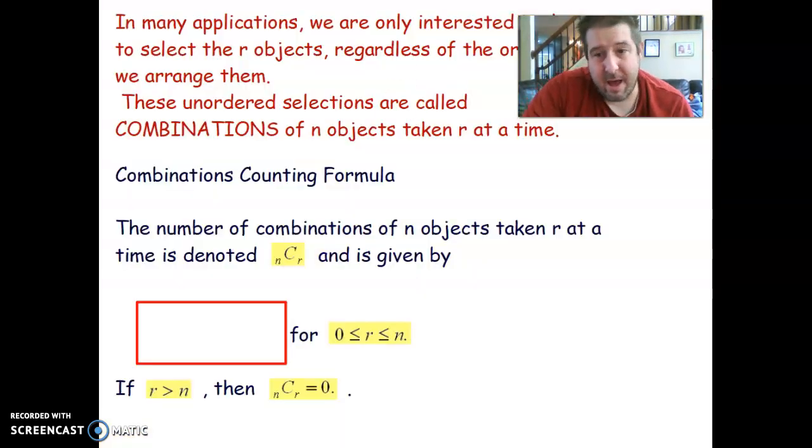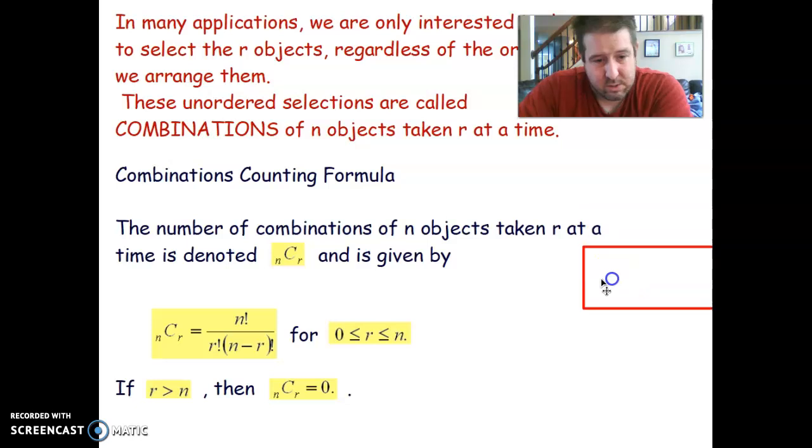All right, combinations. A combination is when the order does not matter. So if you have 100 names in a hat and you're just pulling out 5 random names, it does not matter what order I choose them in. I want to know how many different ways I can pick 5 names. That would be a combination. So therefore, the order does not matter.